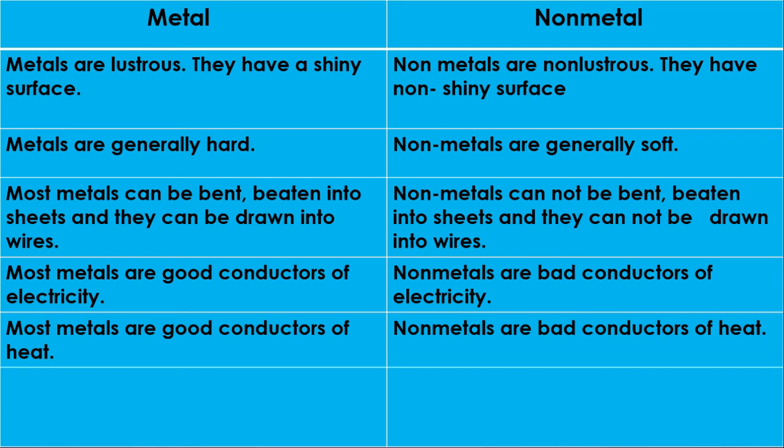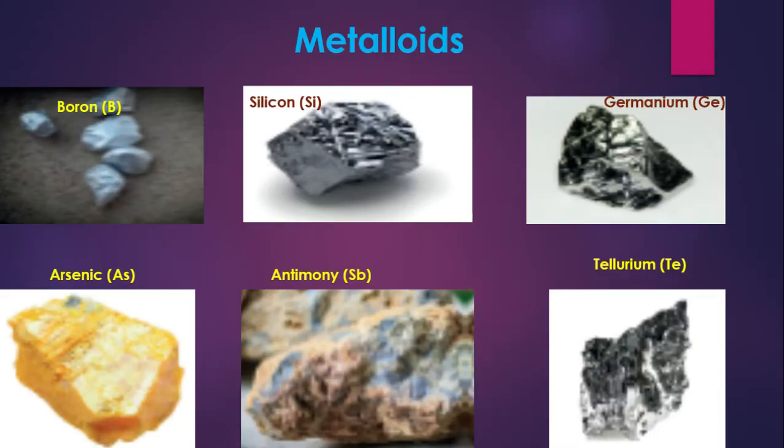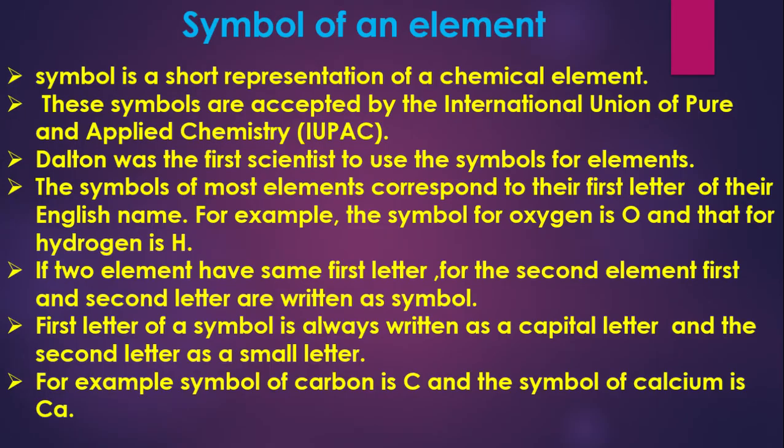Most metals are good conductors of electricity. Non-metals are bad conductors of electricity. Most metals are good conductors of heat. Non-metals are bad conductors of heat. Metalloids. Boron, silicon, germanium, arsenic, antimony, tellurium are examples of metalloids.